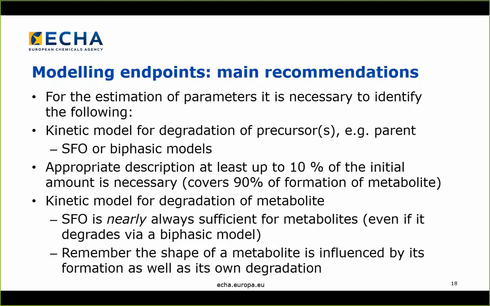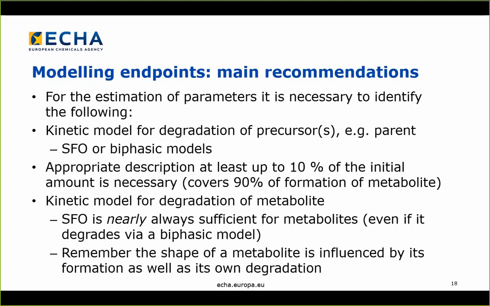Okay, so if you get a reasonable fit up to 10% of the initial amount, so up to the DT90 of the precursor, that will also cover 90% of the formation of the metabolite. Okay, so by the time your parent has degraded to 10%, you'll have formed 90% of your metabolite. Okay, so if you can get a decent description, at least up to that 10% point, that might be good enough for your metabolite, and the last 10% is less critical. If you describe 90% of it, that might be enough.